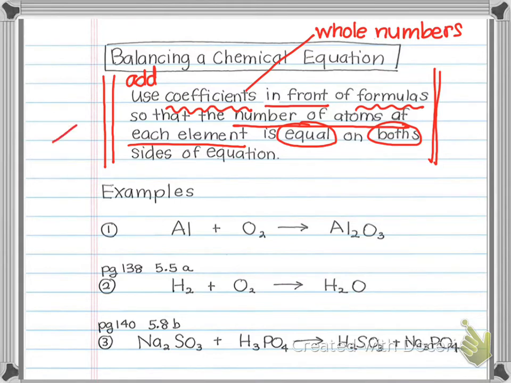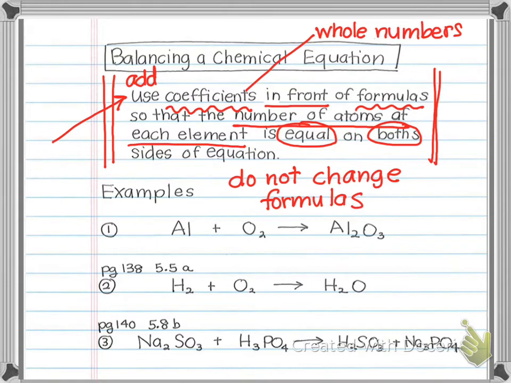Now look, all I can do right here is add coefficients. I may not change the formulas. Okay, I'm going to write it here because this is common. You think, oh, I need 3 oxygens, so you erase whatever number is by the oxygen, and you would just write a 3. Okay, that is not allowed.